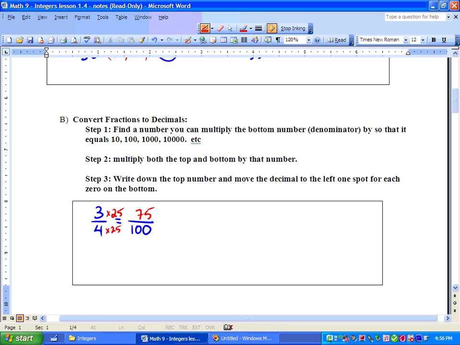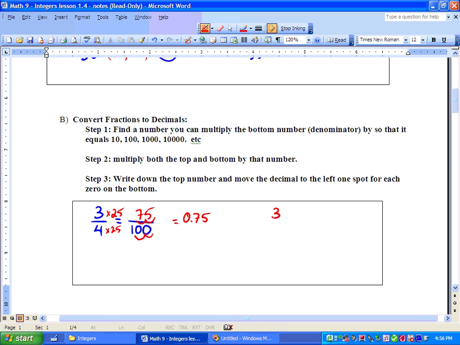So we've done step 1. We find a number we can multiply the bottom number by so that it equals 10, 100, 1,000, or 10,000. Next, we multiply both the top and the bottom by that number, and we just did that. Now we're going to write down the top number and move the decimal to the left one spot for every 0 on the bottom. We have 2 zeros on the bottom, so we move over 1, 2, and we get 0.75. That's what 3 divided by 4 equals as a decimal. Alright, let's try one more.